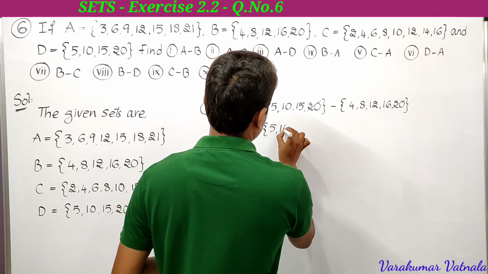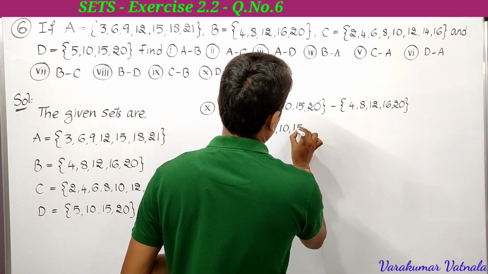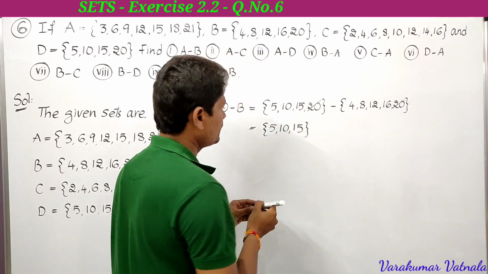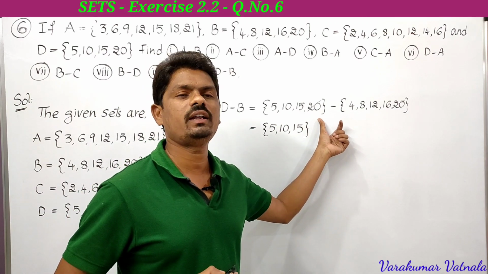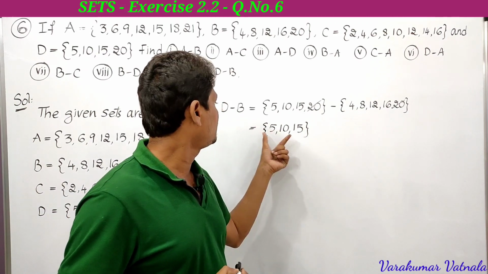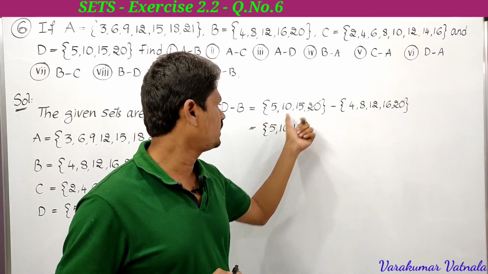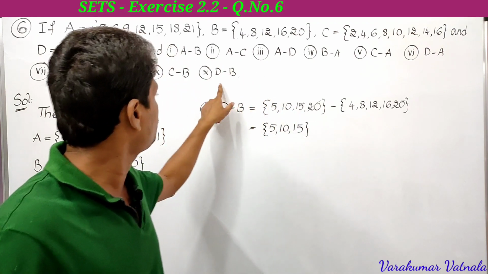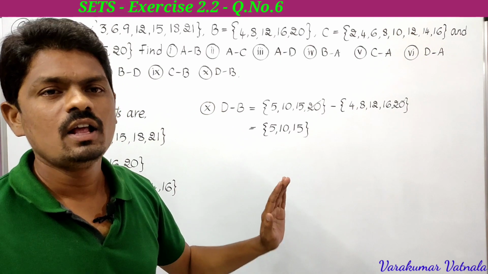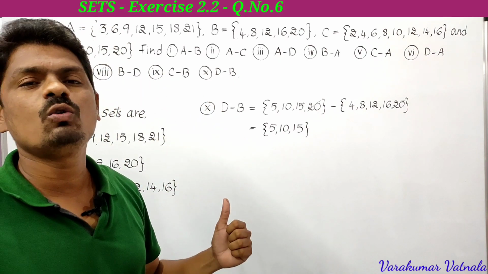5, 10, 15. So these are the remaining elements in the first set after cancelling the common element 20. So this is set D minus B, 5, 10, 15. So totally there are 10 bits in the sixth problem. We have completed all the 10. So this is the sixth problem in 2.2 exercise.